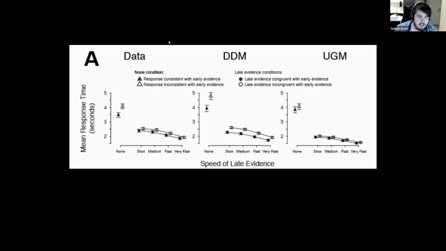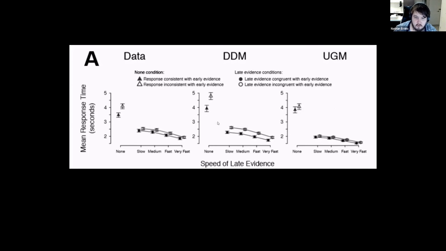Now, as a quick example, I've got 3 panels here. One is the empirical data. One is the DDM, which is the diffusion model. And one is the UGM, which is something called the urgency gating model. Now, the models themselves aren't super important for this example. It's just looking at how well they match the data.